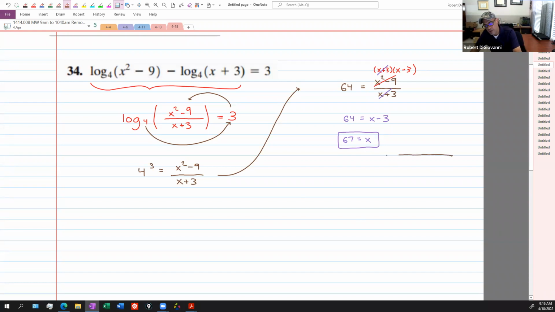Let me show you the other way we could have solved this when we had 64 equals x squared minus 9 over x plus 3. If we had multiplied both sides by x plus 3, you would have got, let's see, distribute through here, you would have got 64x plus, let's see, 180. I can't do math today. 180. I can't do math any day. 192, I believe, equals the right side.